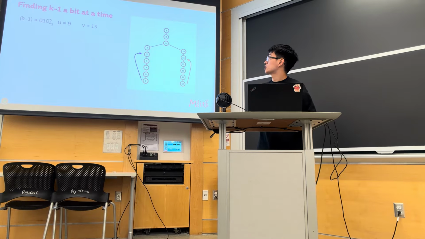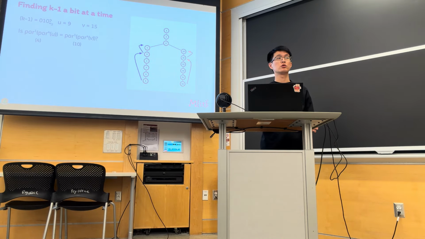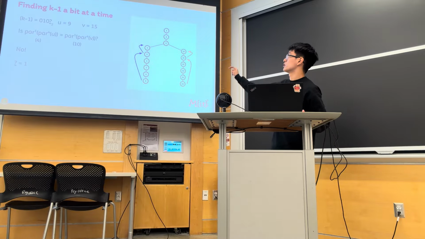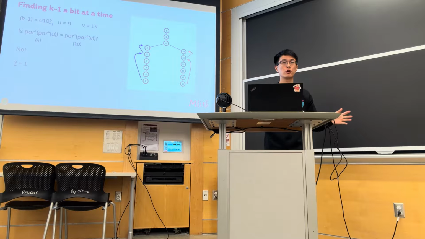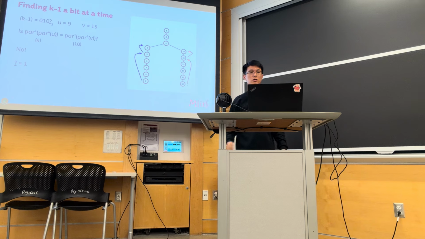And finally, to check this last bit, we'll go up one more parent and check if they're equal. So they're not. That means we've made good progress. And we know this bit is a 1. So after we've gone through every bit and set them all to 0 or 1, we're guaranteed to have found the maximum k minus 1, such that it satisfies the property that the k minus first parent is not equal.